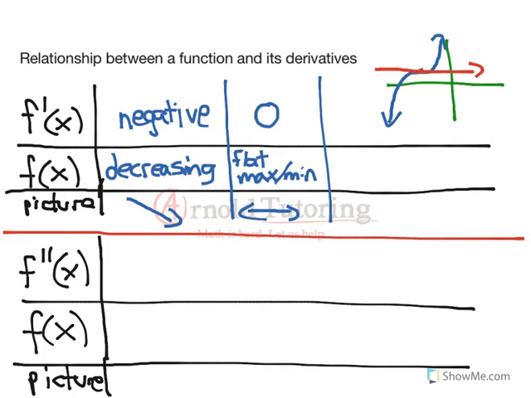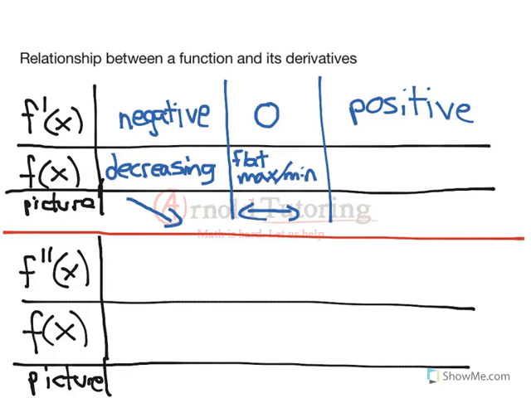And lastly, I'm just going to erase this so that we have some room. Lastly, if we find the first derivative to be positive over a particular interval, that means our function is going up and to the right, which we call increasing. And it's going like that. Great, so that can tell us the direction our function is going over a particular interval of x values based on the derivative.